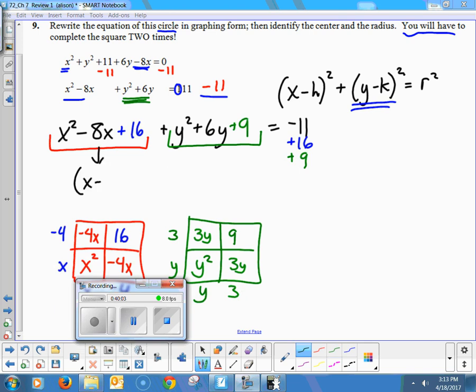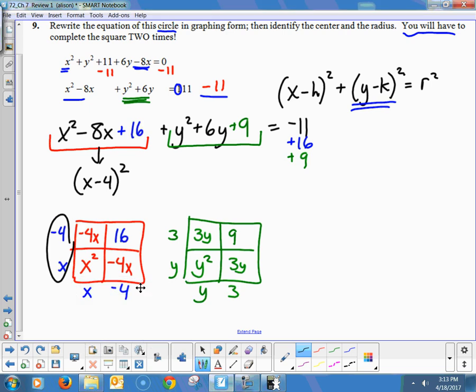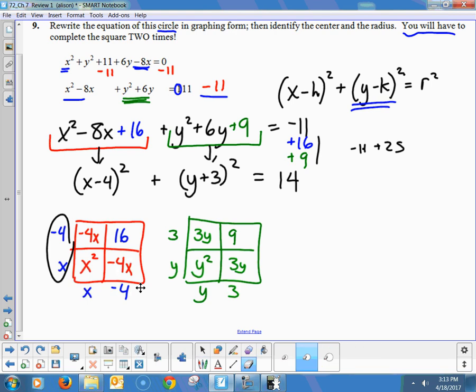But now we have a couple of perfect squares. This thing here is an x minus 4 squared, x minus 4 times x minus 4. And this thing here is a y plus 3 squared. And over here we have negative 11 and 25. So negative 11 plus 25 is 14. So there we have it.